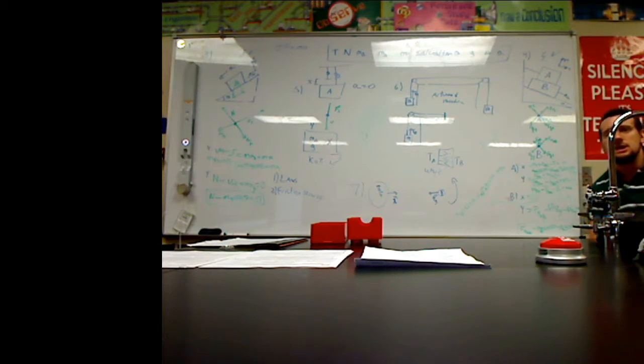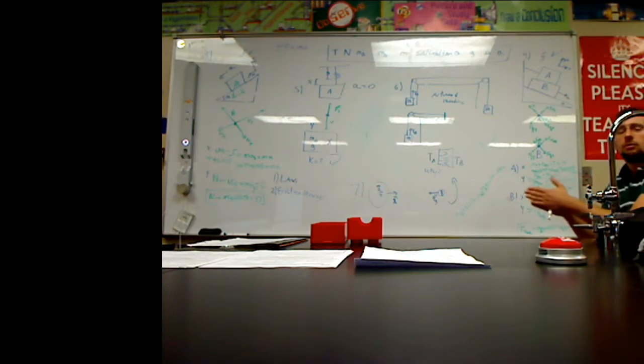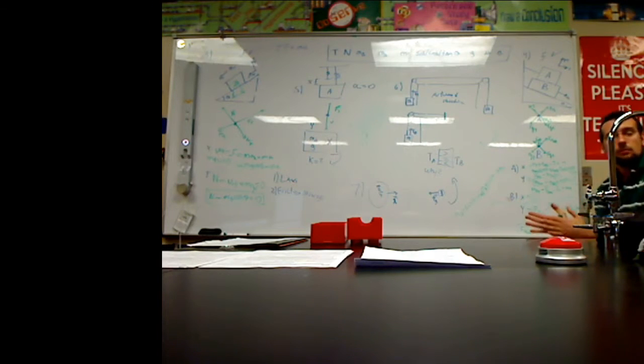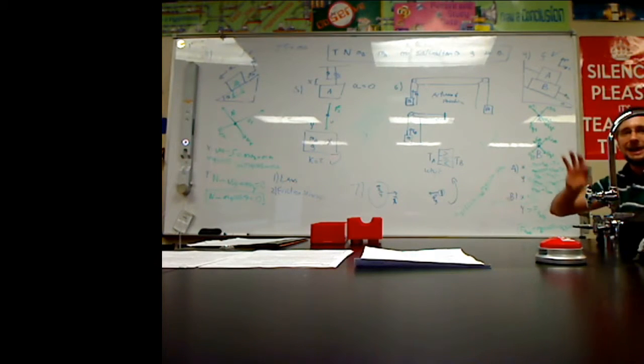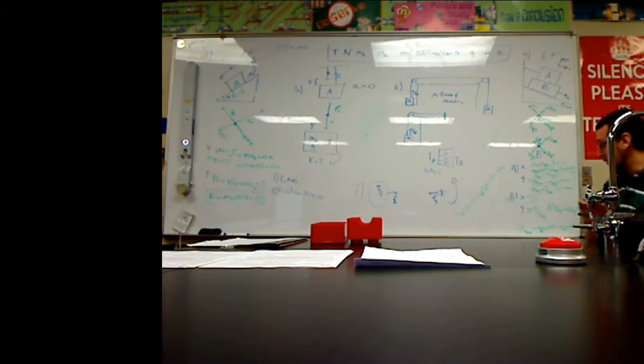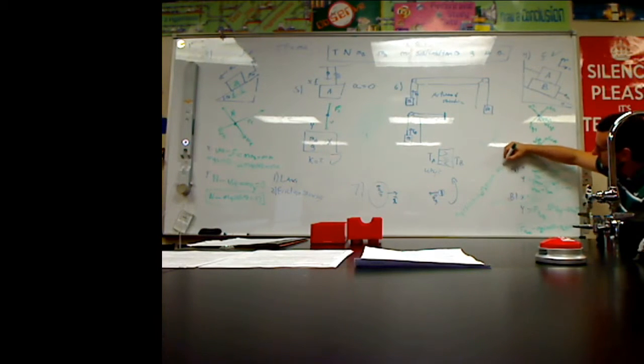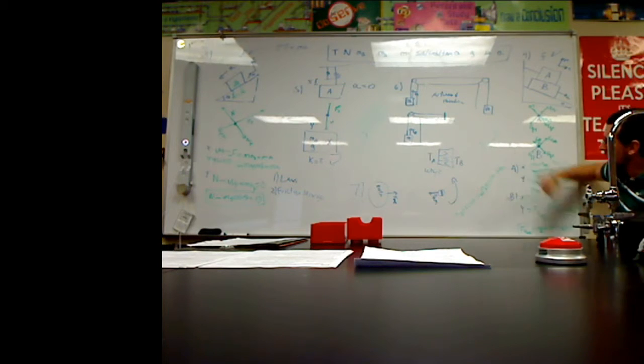So don't forget, you need to do the y direction because the y direction will tell you what the normal force is. And you need the normal force to figure out the friction, which applies in the x direction. So that's why you need both directions. In dynamics problems, that happens a lot. Listen to what I just said. Process that, all right?